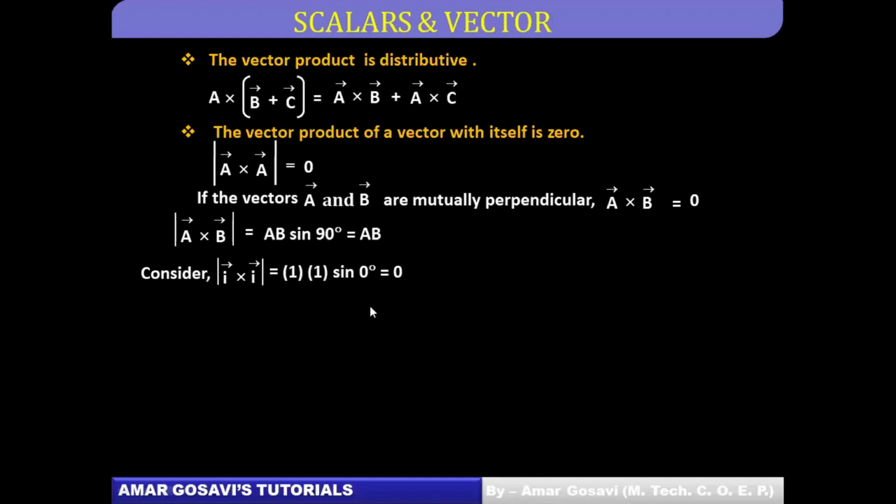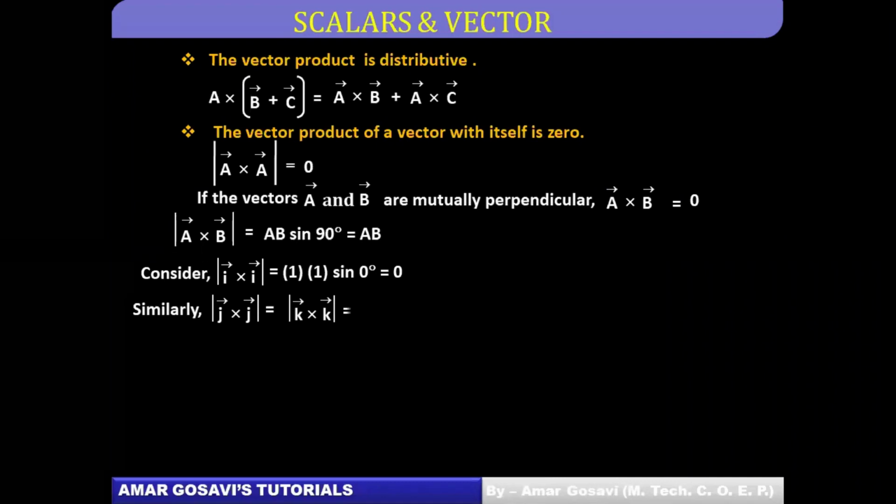In a similar way, can I say j cap cross j cap is also 0, and k cap cross k cap is also 0? Why? Because the angle between them is 0 and sine 0 will be 0. So this is something which we need to know, friends. Very interesting and important property over here. Let's proceed then.